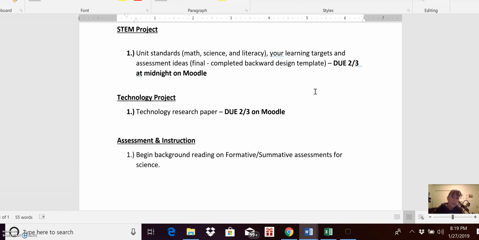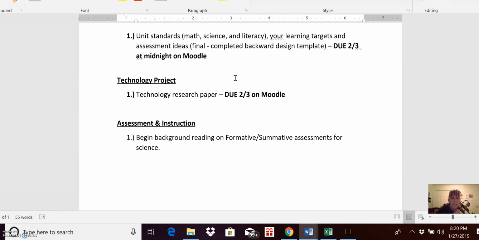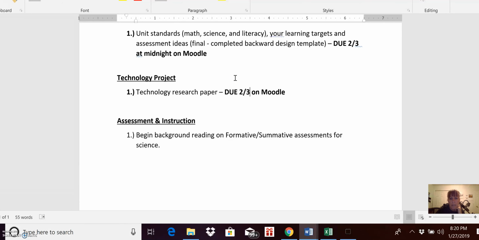But you're going to be submitting a final draft, so I'd like to see that part of it revised and resubmitted. So please resubmit it on eLearn or Moodle, and then email me and let me know that you got it completed. Because as you can see in our to-do list for this week, you're going to keep moving on, and now you're going to add your learning targets and your assessment ideas and complete that backward design template.